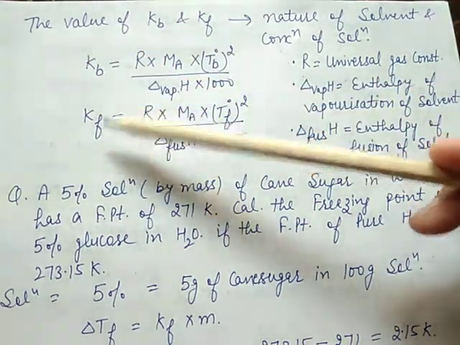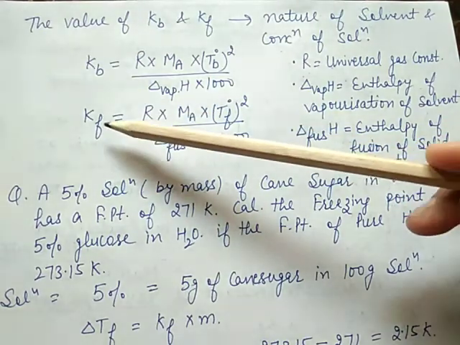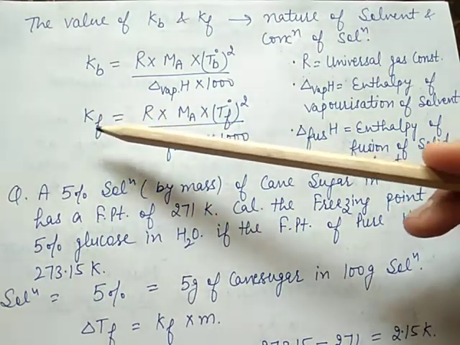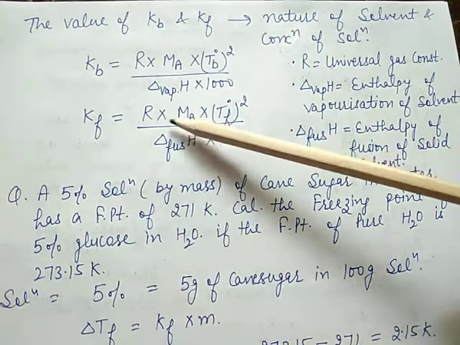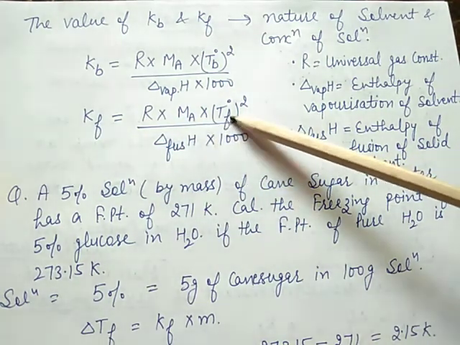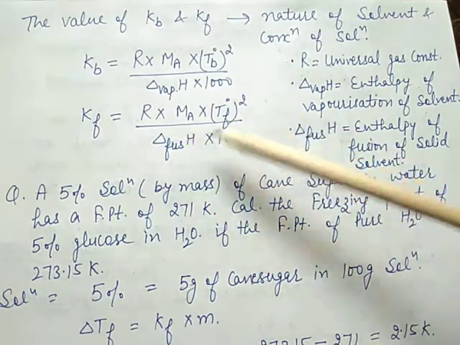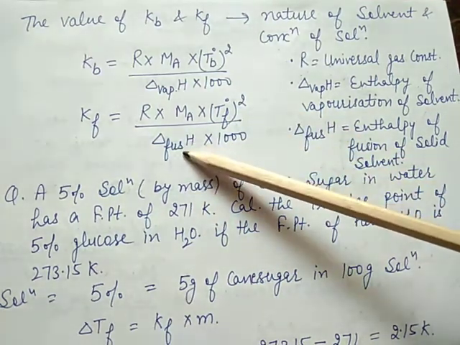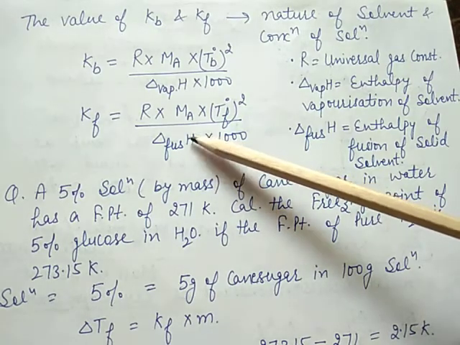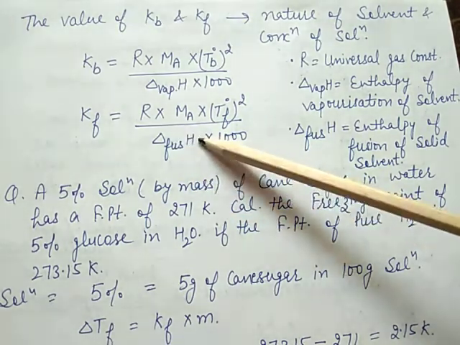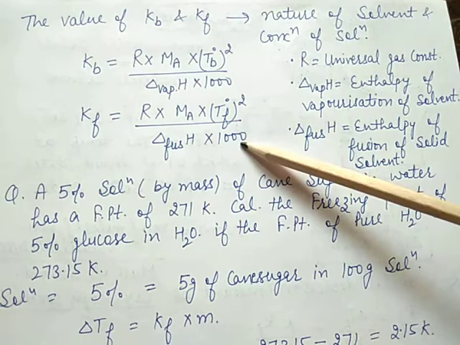Here Kf is the molar depression constant or cryoscopic constant. It is R multiplied by Ma into Tf naught whole square, divided by delta H fusion, the enthalpy of fusion of solid solvent, into 1000.